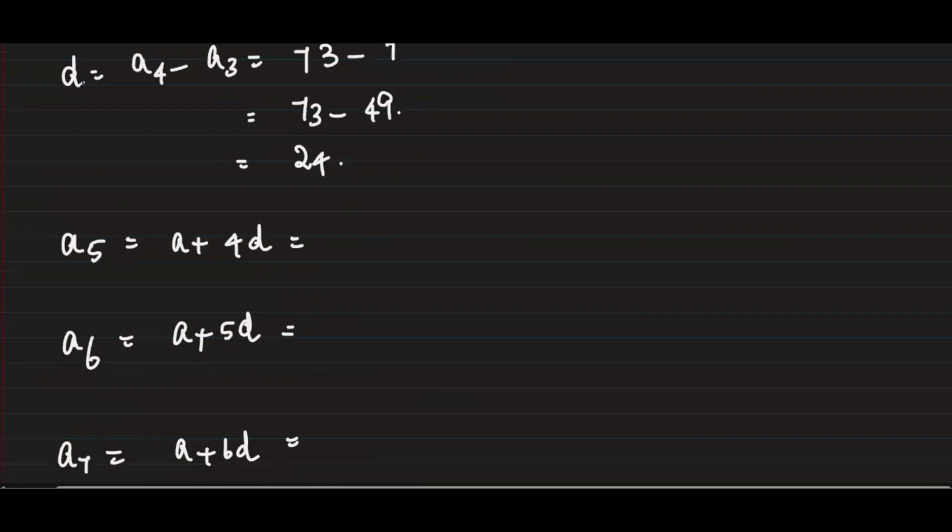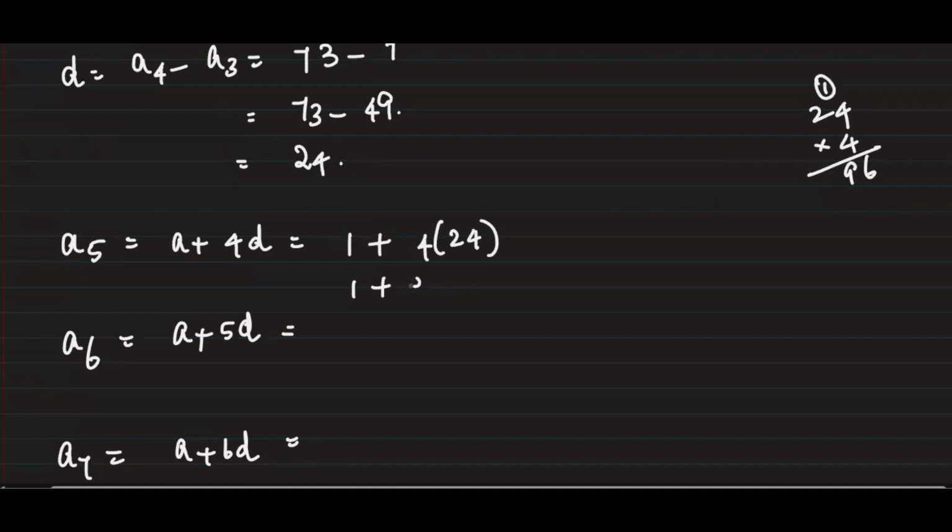So 1 square is 1, plus 4 into D. So the value of D is 24. So again 1 plus, what is 24 times 4? So 24 times 4, that will become 24 into 4. 4 4s are 16, carry 1, then 8, 9, 96. So 1 plus 96 is equal to 97. So the value of A5 is 97.